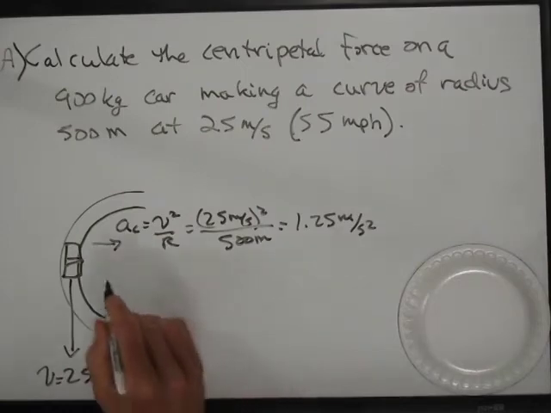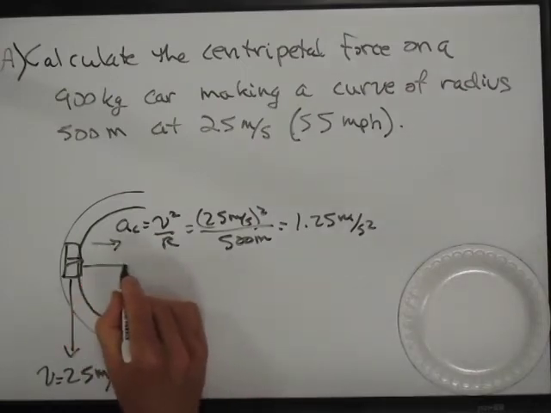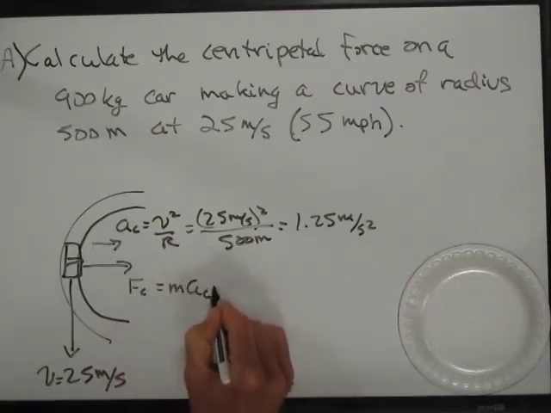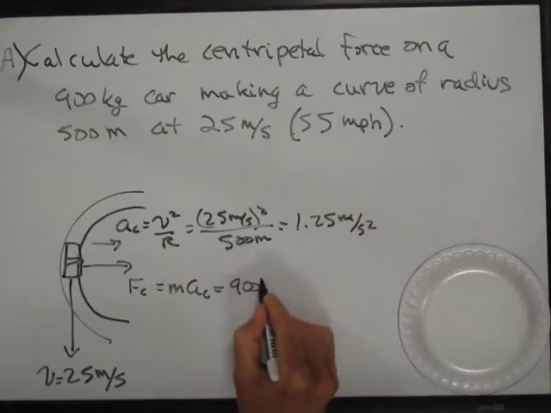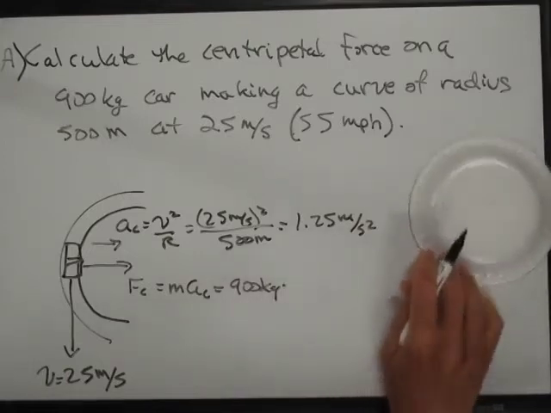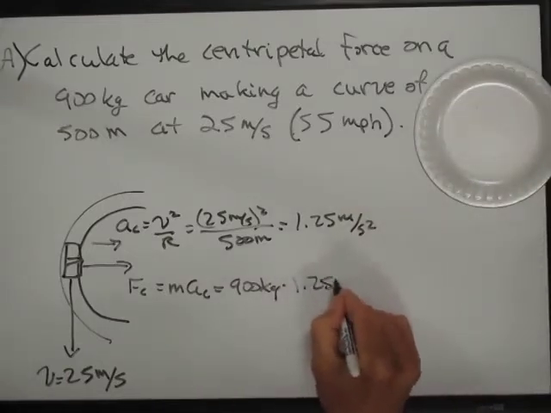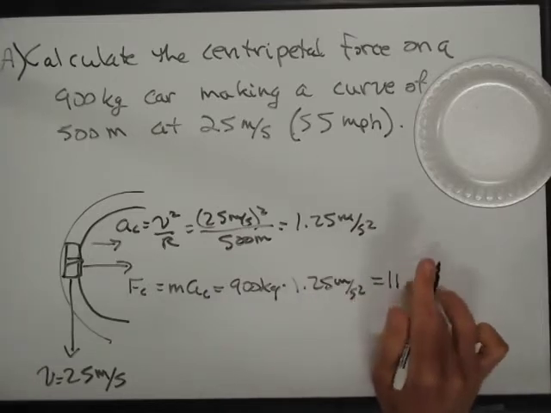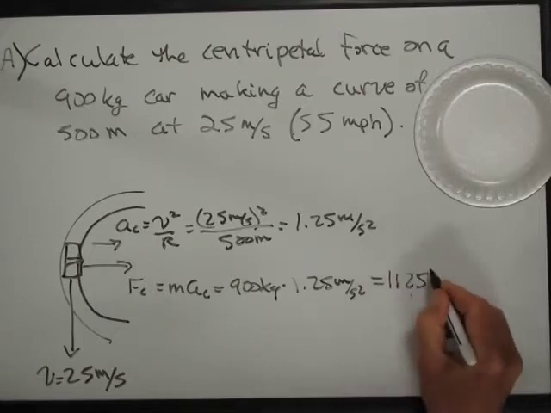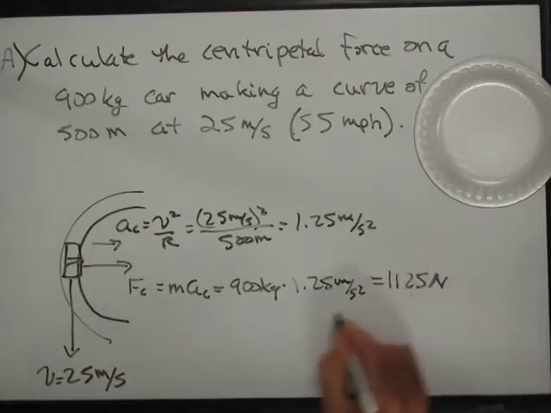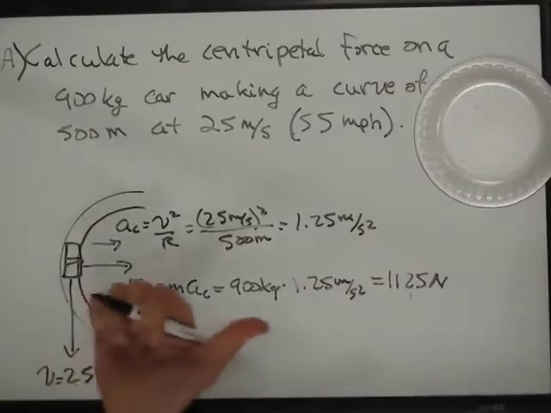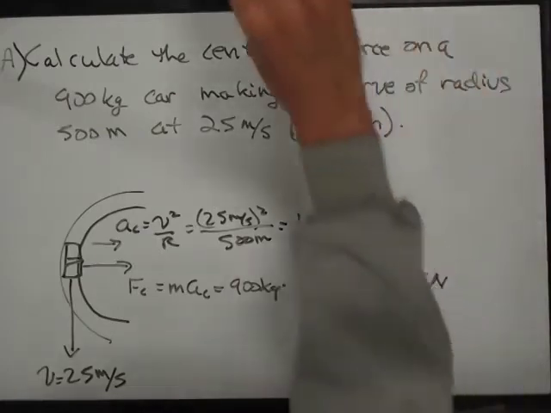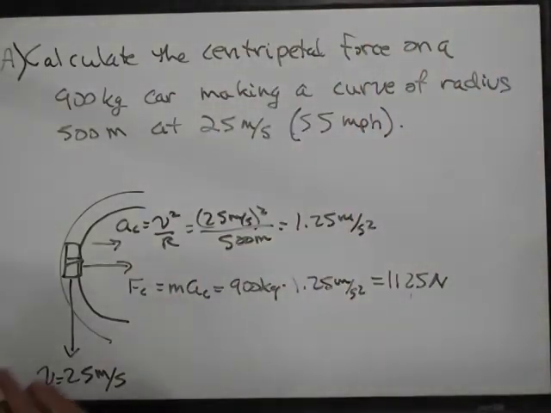And so the centripetal force is equal to the mass times the centripetal acceleration, which is 900 kilograms times 1.25 meters per second squared, which is 1125 newtons. And so that's the force that's being exerted in this direction. Question B says the following.